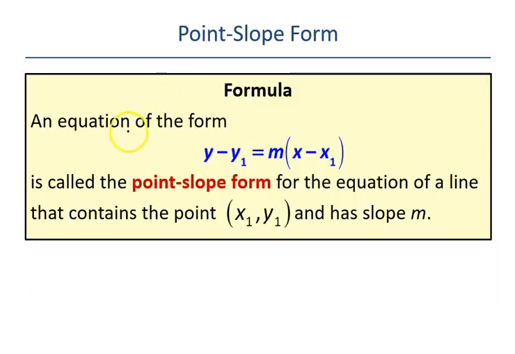An equation in the form y minus y1 equals m, x minus x1 is called point slope form for the equation of a line that contains the point x1, y1. So notice whatever points they're giving us, we're just going to be putting those in at these points. And notice this guy right here, that's going to be our slope. So let's take a look at one of them.